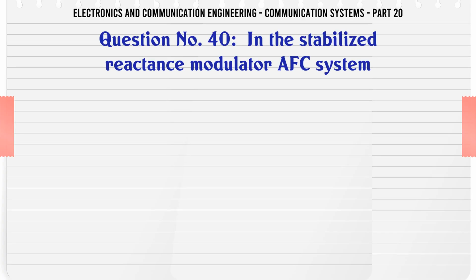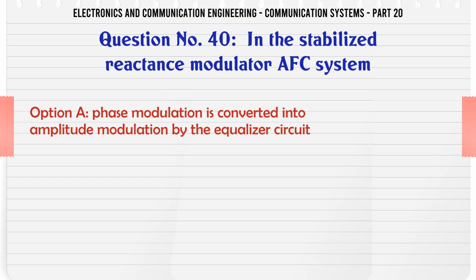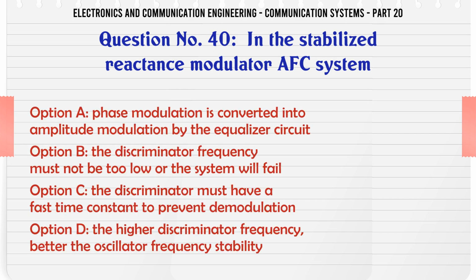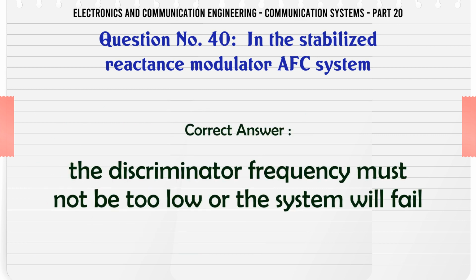In the stabilized reactance modulator AFC system, A. phase modulation is converted into amplitude modulation by the equalizer circuit. B. the discriminator frequency must not be too low or the system will fail. C. the discriminator must have a fast time constant to prevent demodulation. D. the higher discriminator frequency, the better the oscillator frequency stability. The correct answer is the discriminator frequency must not be too low or the system will fail.